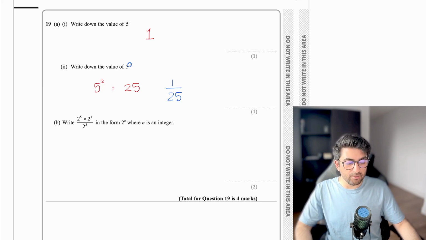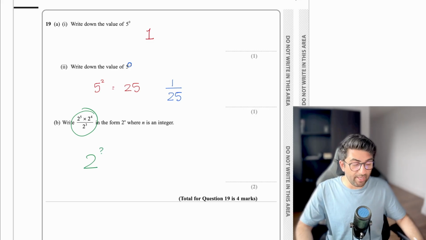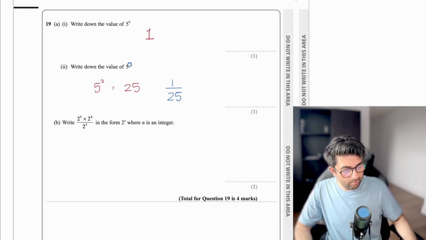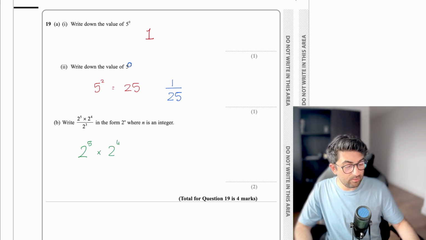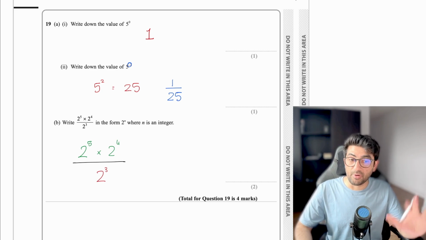So what it's asking us to do is to simplify all of this and just make 2 to the power of some number. Okay, let's do this. So I'm going to focus on the top half first. So let's write this down. It says 2 to the 5 times 2 to the 4. And then the denominator says 2 to the 3. Okay, so the top half, the numerator, 2 to the 5 times 2 to the 4.